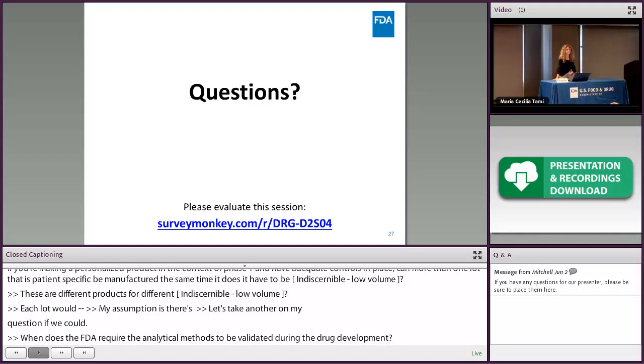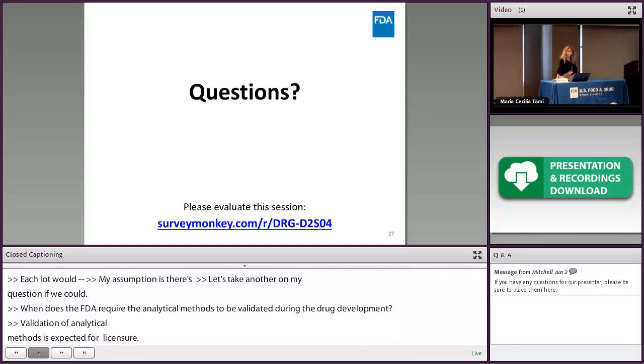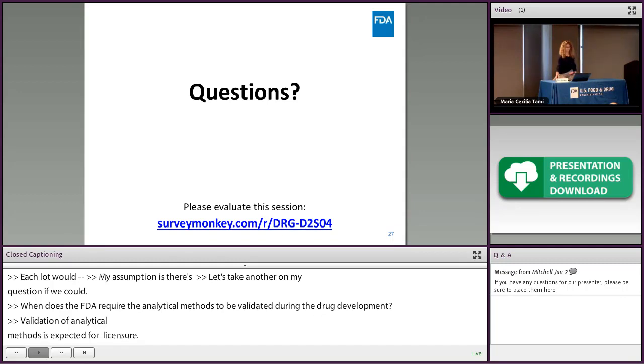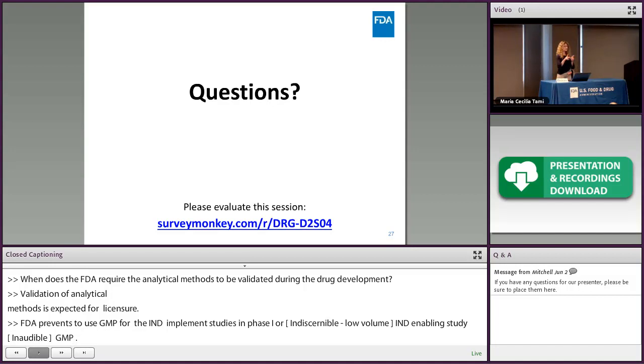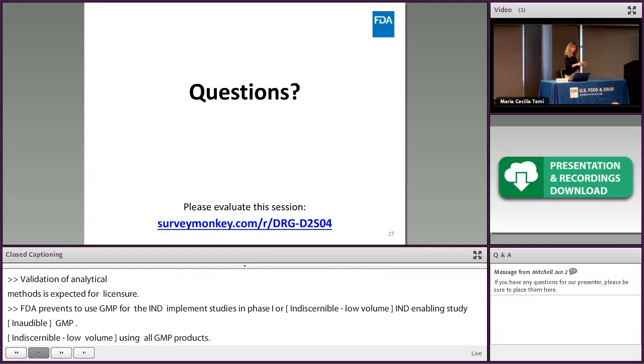Okay, microphone number 2, please. Does FDA prefer using GMP material for the IND enabling studies and phase 1, or do you still prefer that the IND enabling study just use a so-called engineering lot, not a GMP lot? My question to you is, I would prefer, if we can afford it, to use all GMP products for toxicology. Let me see if I understand you. So your question is whether you can use a non-GMP for the toxicology, and then for phase 1, obviously it has to be GMP. Yeah.